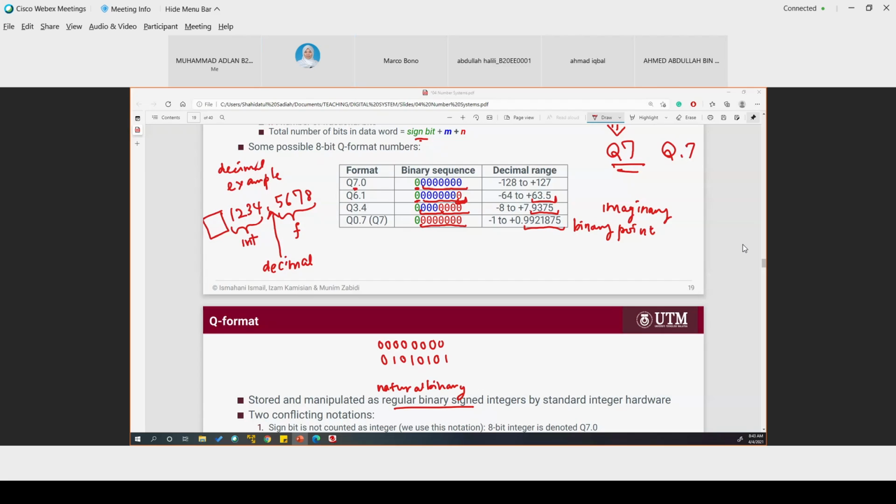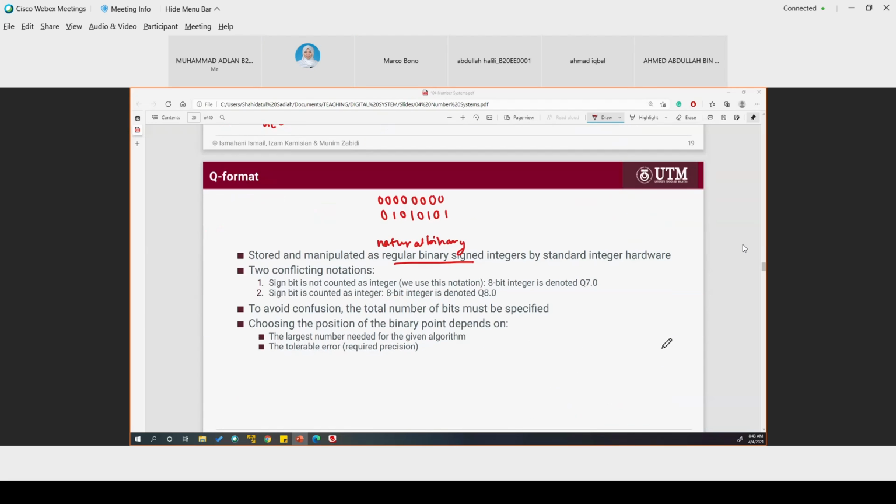So you as a designer have to interpret the number yourself. Only you know how to use the number. Only you know how to wire the hardware to make it significant as a fraction number.